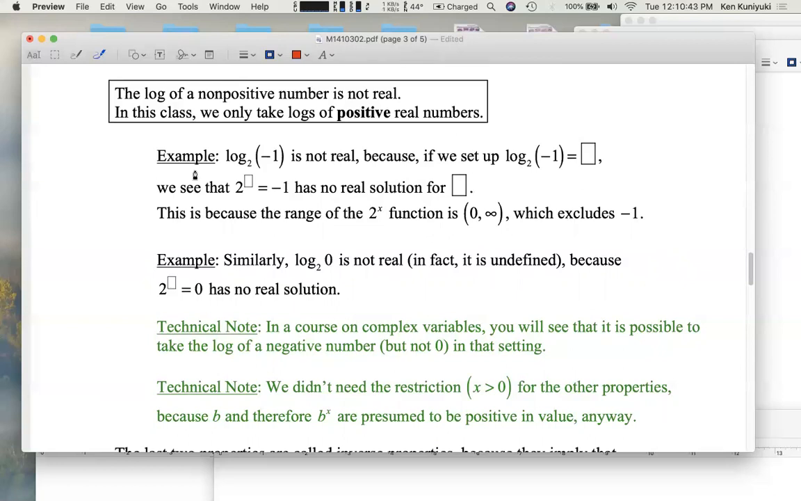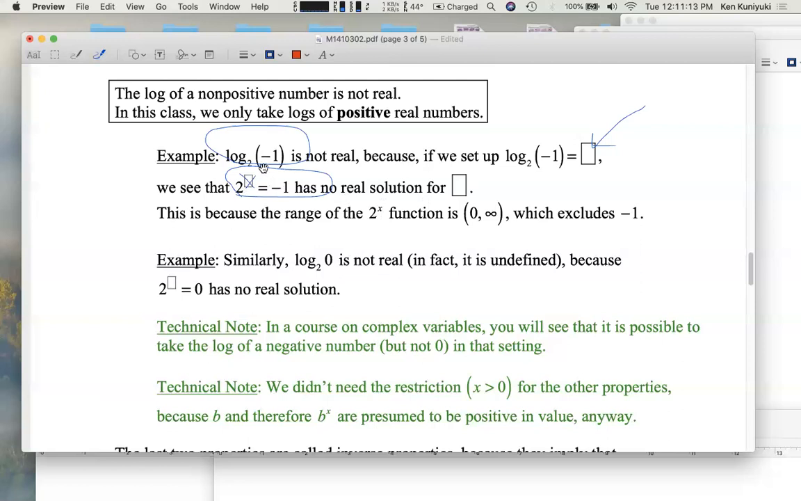All right, example. Log base 2 of negative 1 is not real. Try the box method. Log base 2 of negative 1 is what? Can we get a real number to fill in that box? Well, does 2 to a real number equal negative 1? No. Nobody does that. So this thing here has no real solution for the box.